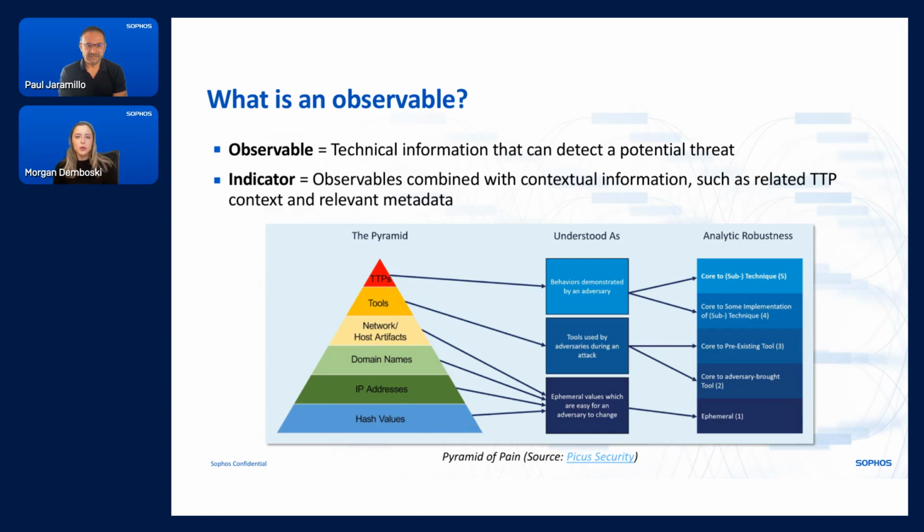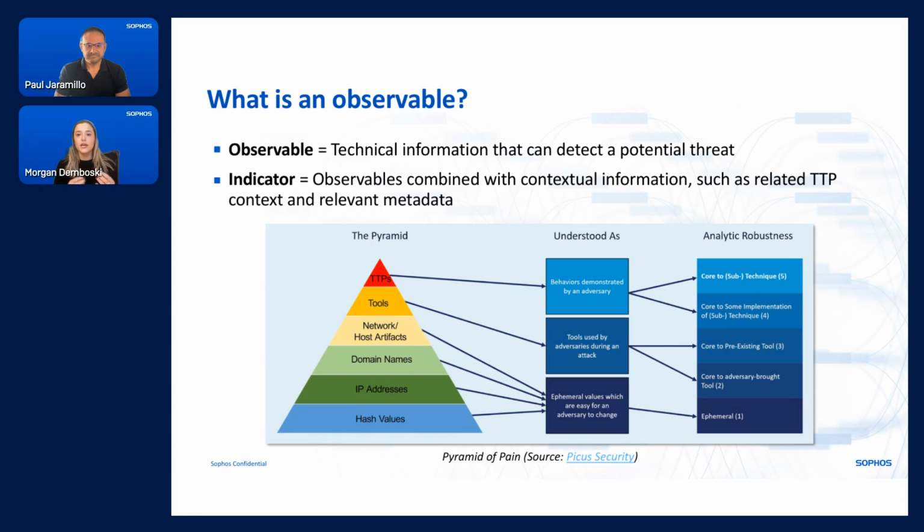Yeah, so an observable is basically any technical information that can be used to detect a potential threat. So they're the digital fingerprints left behind on a system by an attacker that we can collect. And they can come in several different forms. There can be network-based observables like IPs and domains. There are file-based observables like hashes, or they can even be behavioral artifacts like repeated failed login attempts.